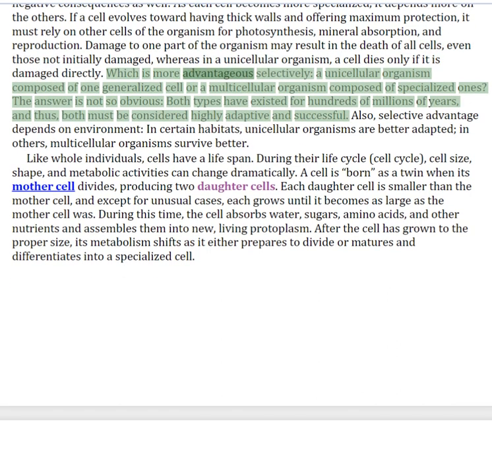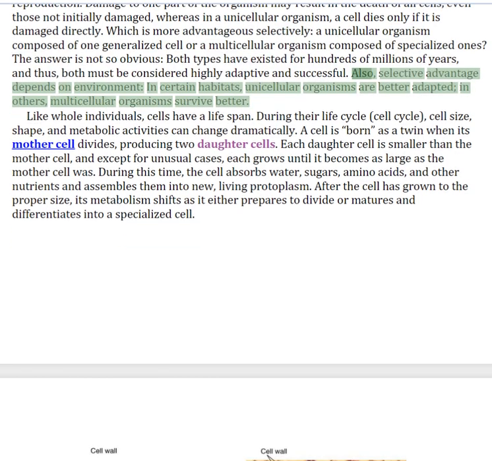Which is more advantageous selectively, a unicellular organism composed of one generalized cell or a multicellular organism composed of specialized ones? The answer is not so obvious. Both types have existed for hundreds of millions of years, and thus, both must be considered highly adaptive and successful. Also, selective advantage depends on environment. In certain habitats, unicellular organisms are better adapted; in others, multicellular organisms survive better.